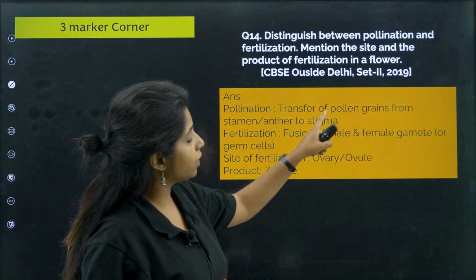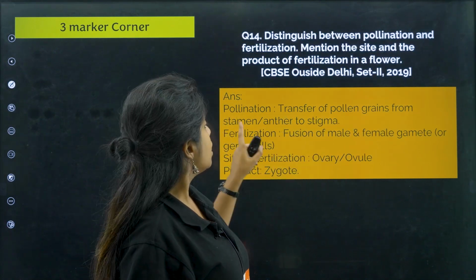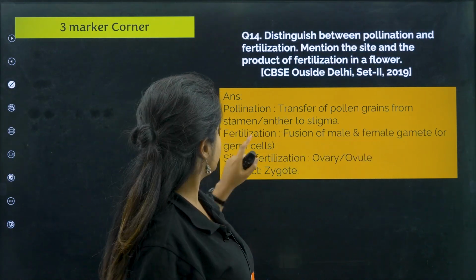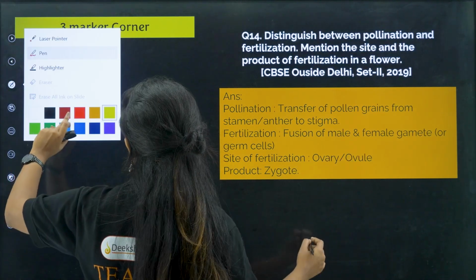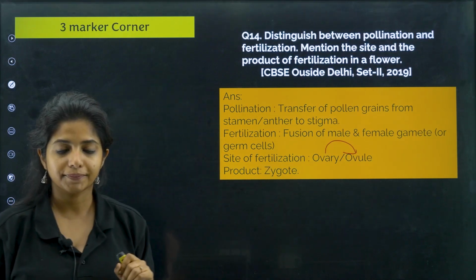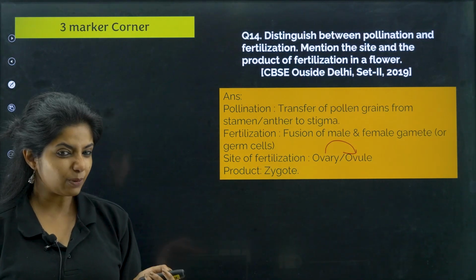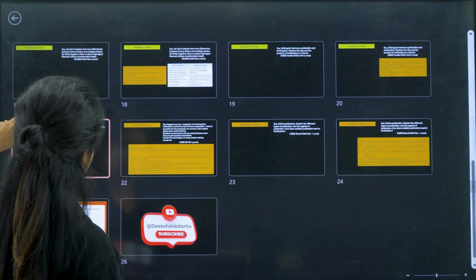So, pollination is the transfer of pollen grains from the stamen, basically the anther, to the stigma. Fertilization is the fusion of male and female gamete. The site of fertilization is the ovary. Inside the ovary, specifically, you have the ovule. The product is the zygote. Easy question. Now comes the 5-marker question.